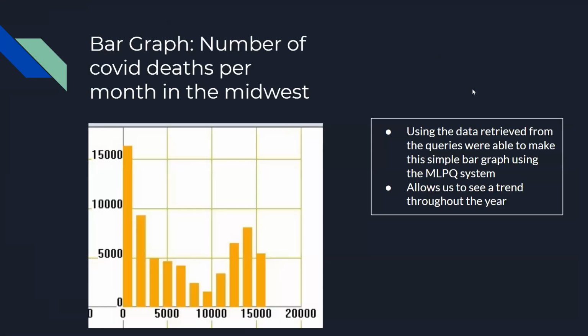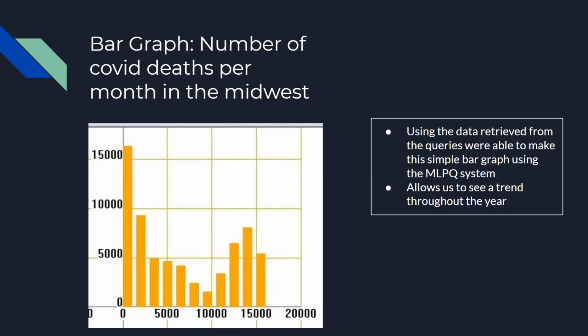And then using the Midwest deaths table, we were able to create a super simple bar graph with an MLPQ too. The y-axis will be the amount of deaths, and the x-axis is just a constant, just having a space between the bars so it's easier to read. And as you can see throughout the year, there's quite a big trend: it starts off really high in January 2021, and it starts slowing down around summertime, around June, July, when everything started opening back up because cases were low and the vaccines were widely available to everyone.